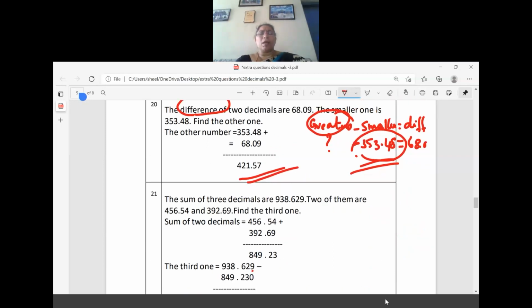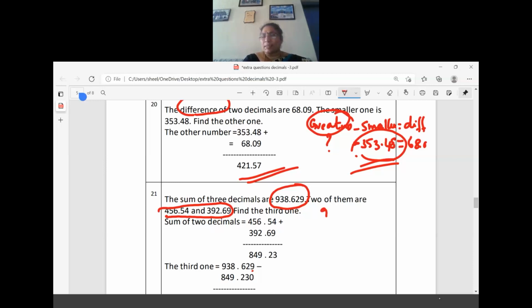938.629. Two of them are 456.54 and 392.69. Find the third one. It's very clear. Three decimals' total is given, that is 938.629 only. Now two of them are already given to you. What is the meaning of the other one? The third one, how can we calculate it?